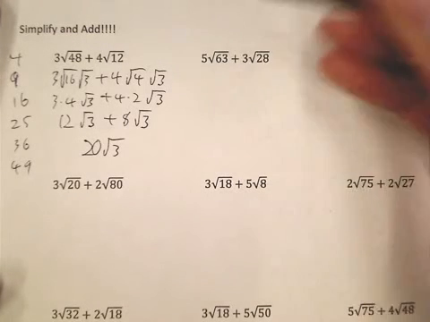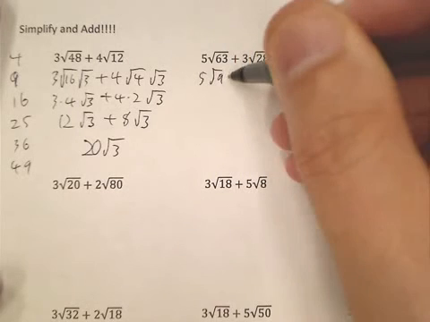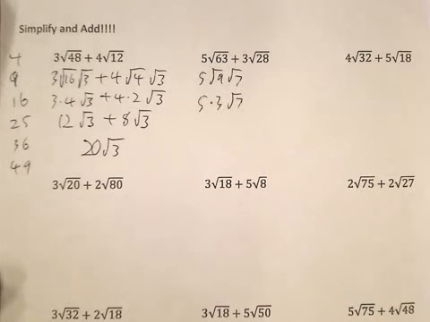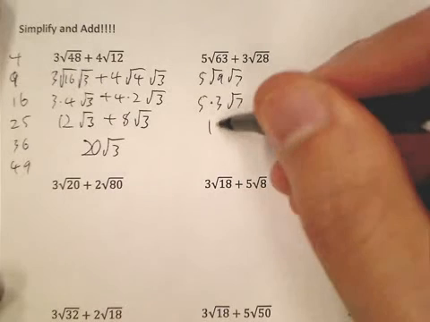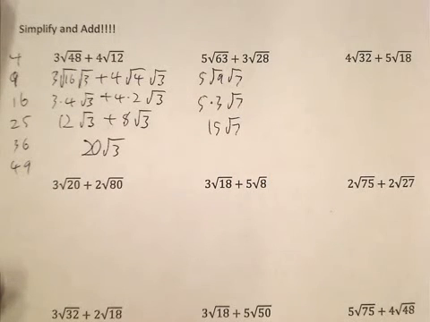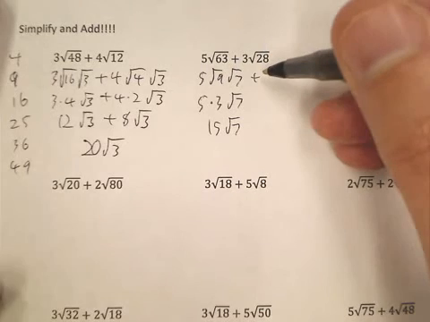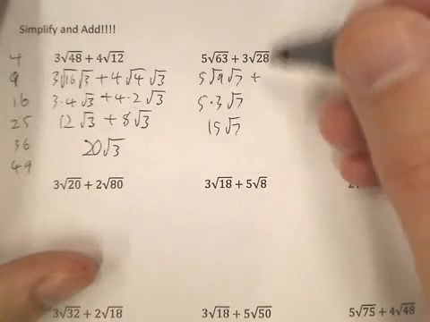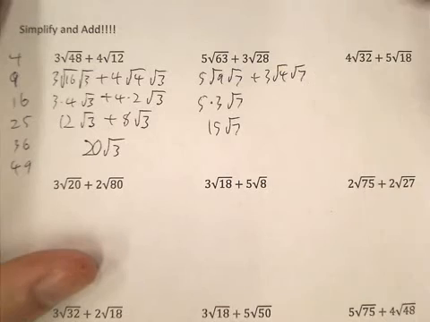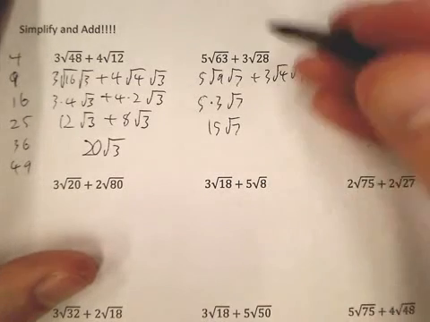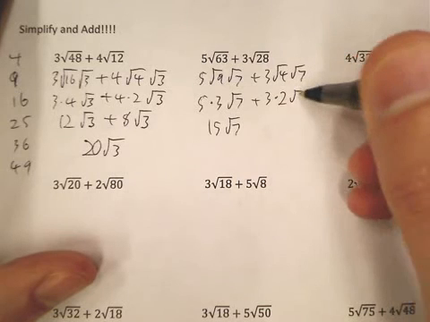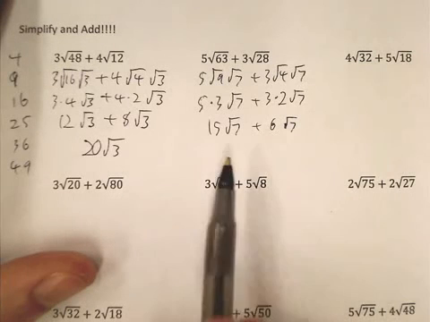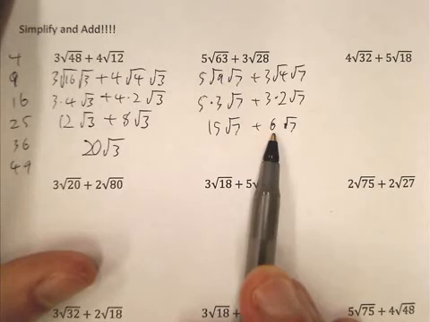Now, let me see. 63, 9 goes into that. Okay, so it's going to be 5 times 3, and that'll be 15. Over here, 28, 4 goes into that. And then what do I got? Okay, square root of 4 is 2. 3 times 2 is 6. Then add it up. 15 and 6 give you 21.